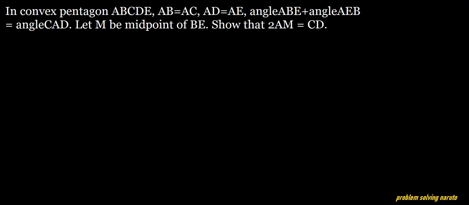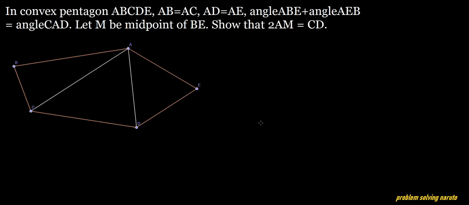Hello problem solvers. Today we look at a geometry problem with a few conditions, and please have a go. The diagram looks like this. We have AB equals AC and AD equals AE, but they may not be equal. And we have an angle condition. This is not so difficult, so please try.